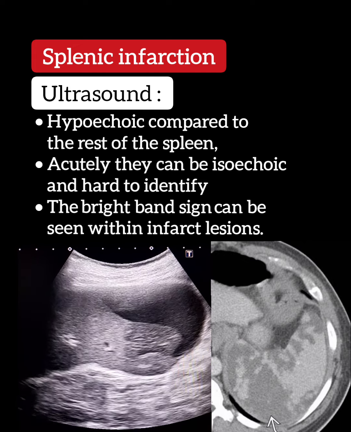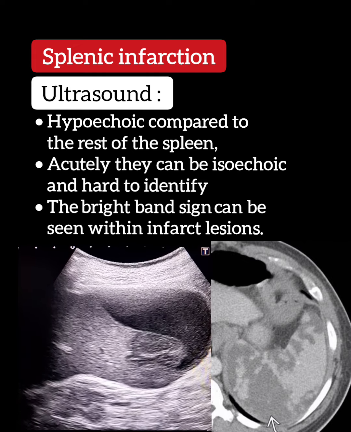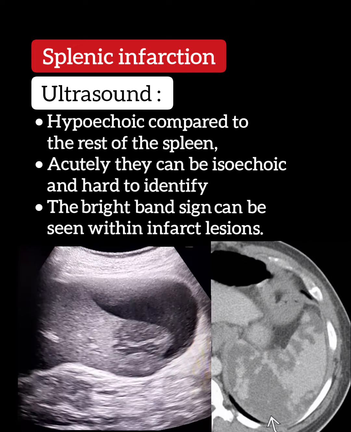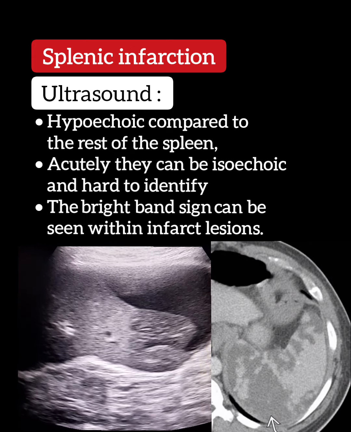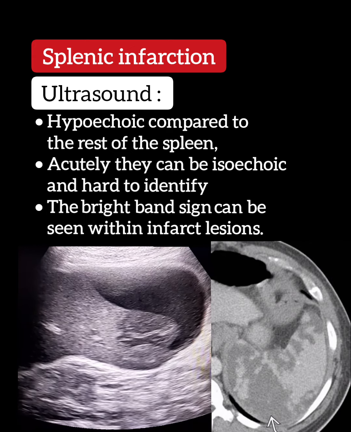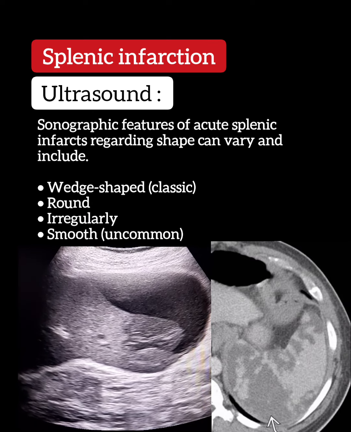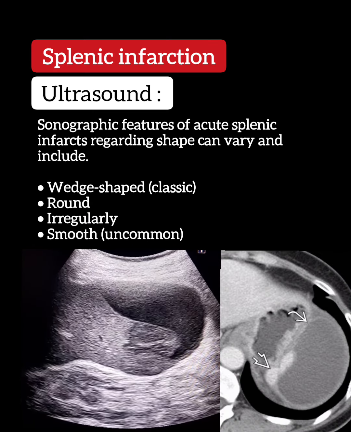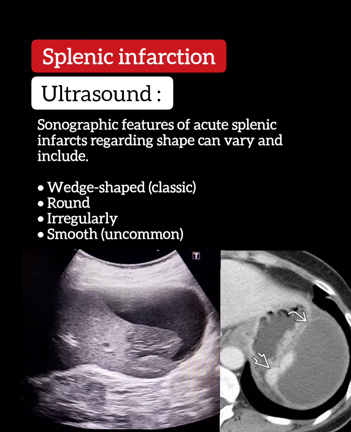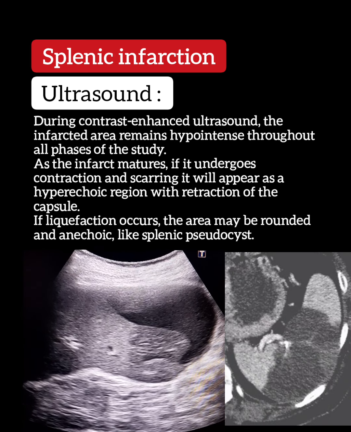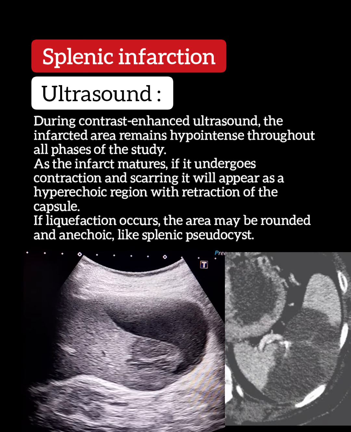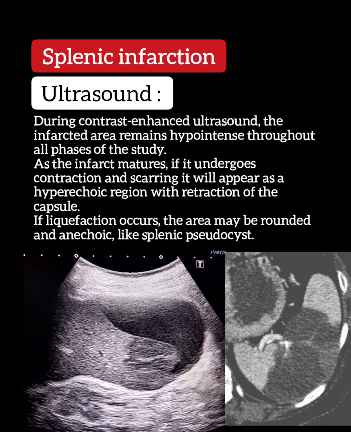Ultrasound. Typically, infarcts are hypoechoic compared to the rest of the spleen, although acutely they can be isoechoic and hard to identify. The bright band sign can be seen within infarct lesions. Sonographic features of acute splenic infarcts regarding shape can vary and include wedge-shaped, classic; round, irregular; smooth, uncommon. During contrast-enhanced ultrasound, the infarcted area remains hypoenhancing throughout all phases of the study.